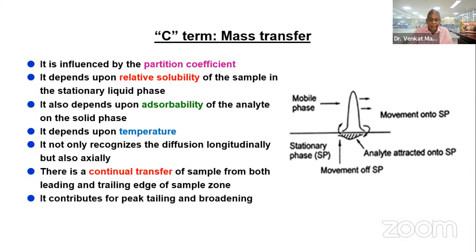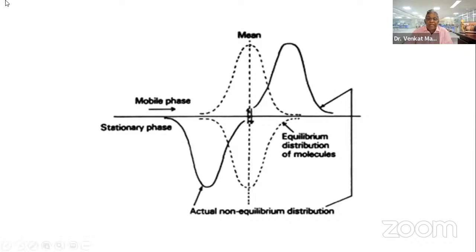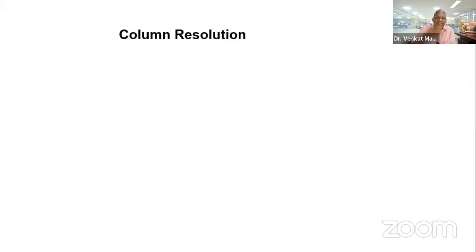Therefore, if you look at the peak broadening line, this is the ideal peak that you are seeing here. This is the actual peak. This is the stationary phase, and this is what exactly is happening in the mobile phase. There's a small time lag between the equilibrium distribution of the molecules. This is what exactly is happening inside the column. If that is the case, what should I talk about? I should talk about the column resolution.